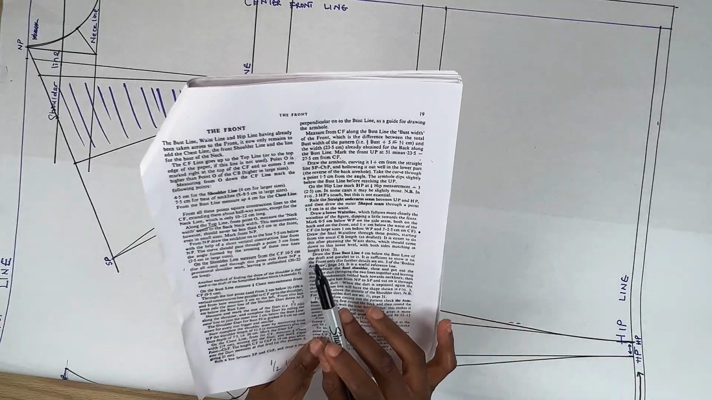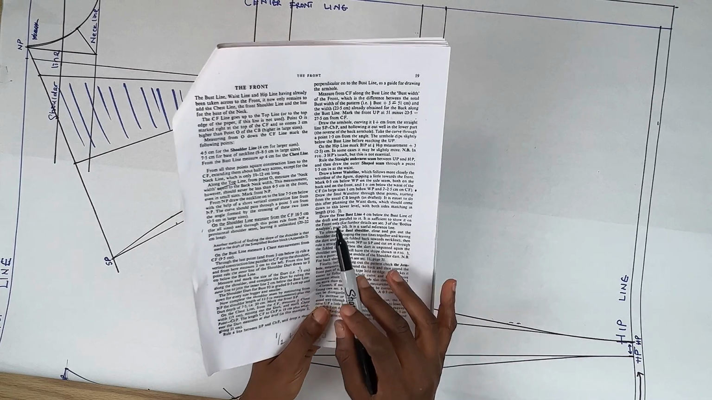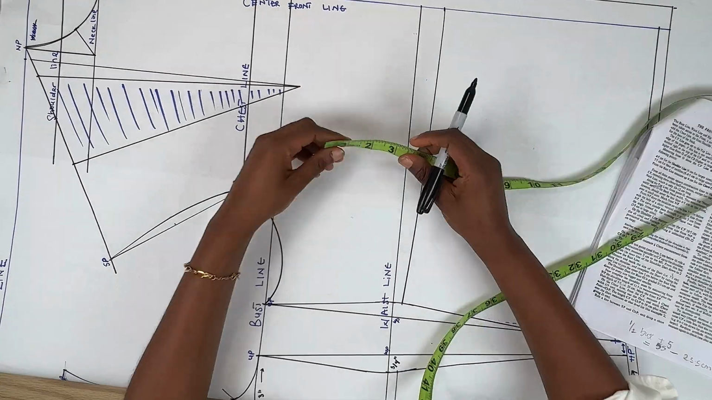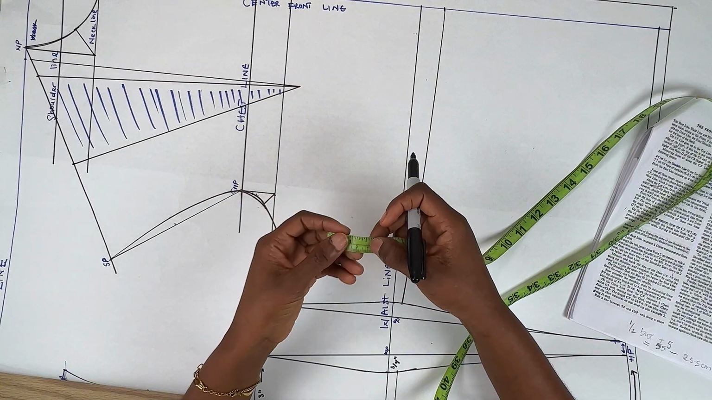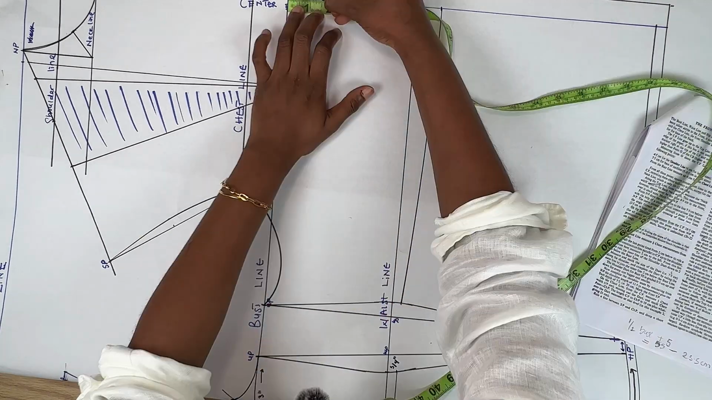The next thing we're going to do is draw the true bust line 4 cm below the bust line of the draft. Now the true bust line is usually around the fullest part of your bust line. So 4 cm in inches is about 1.5 inch.